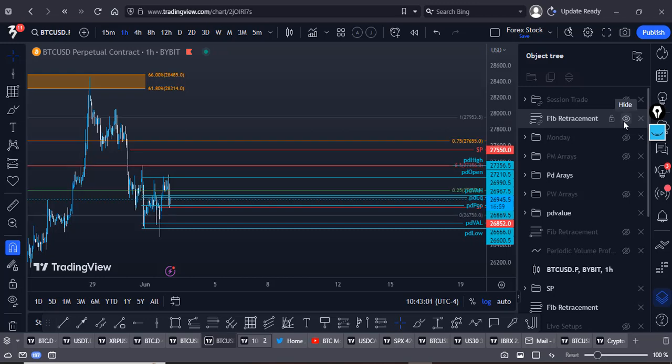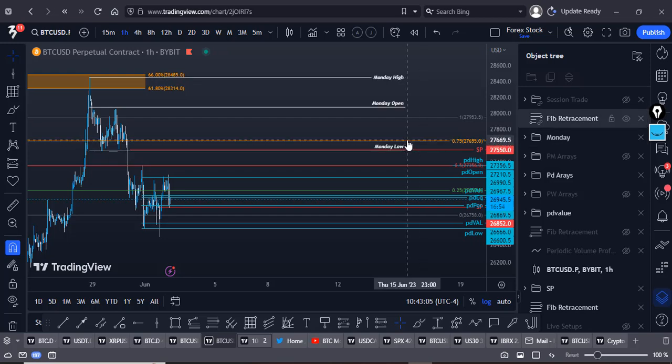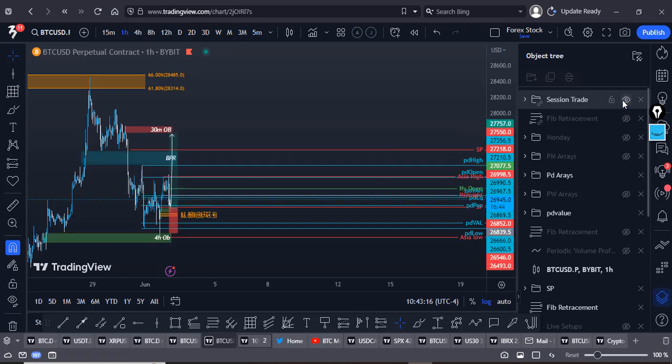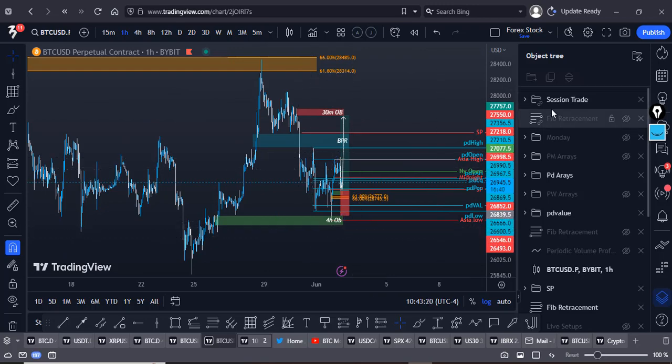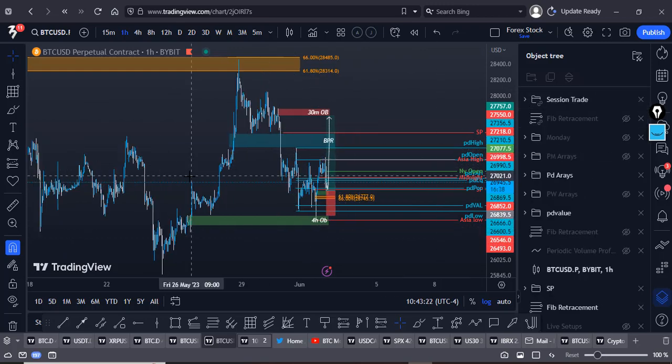So I think that's gonna be touched anyway, along with the 0.75 Fibonacci, also Monday low. So all of these are having good confluences here, along with above the PD high. So I'm going to go with this target.